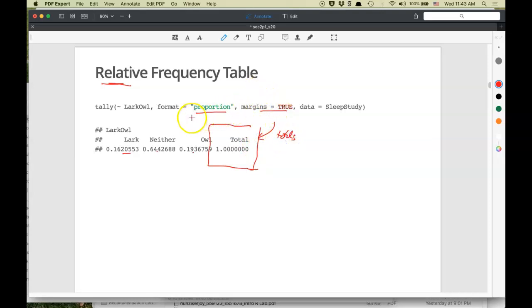Now, I'm not going to try to explain all the possible options. You can try using question mark tally to look at help, and as you get to know R a little bit better, you can make sense of some of what's going on there. But for now, I'll give you proportion. There's another option, which would be percent, I believe. I think I have an example of that. But yeah, it should be percent in lowercase. And then the data set.